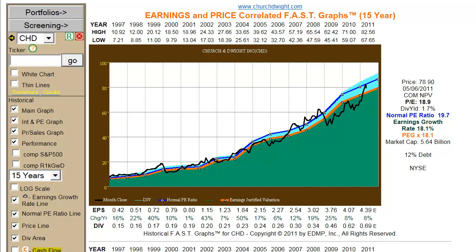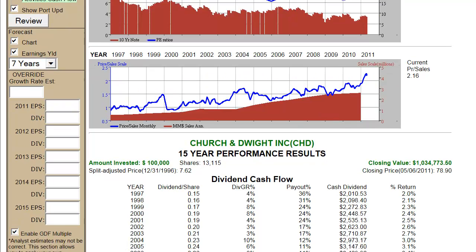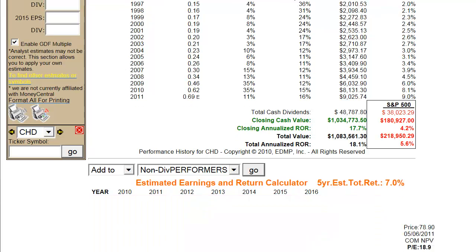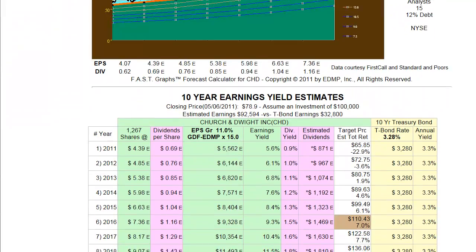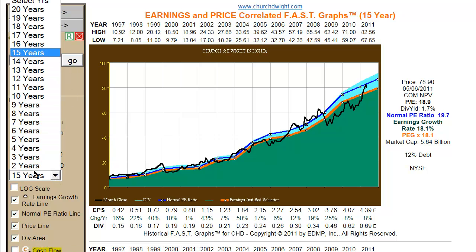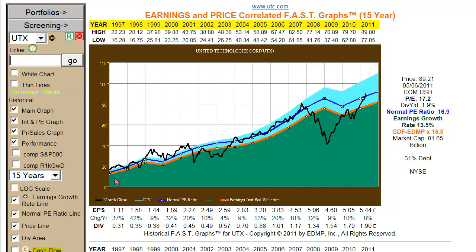There are two primary components of the basic F.A.S.T Graphs research tool. First is a set of historical graphics, followed by forecasting calculators. At the push of a button, the historical F.A.S.T Graphs draws an earnings and price correlated graph for a period of time as short as 2 years or all the way out to a maximum of 20 years. Here we are drawing a 15-year graph on United Technologies.